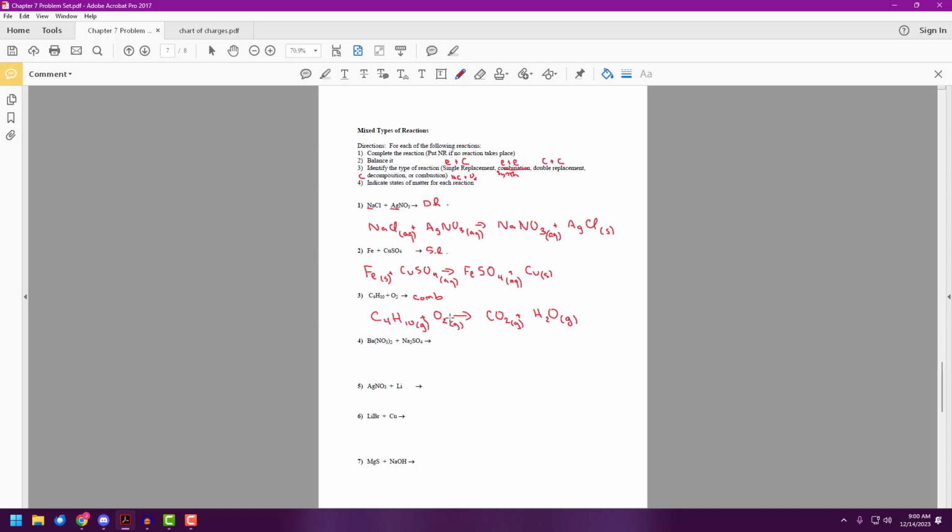Balance this one. This one may be a little bit on the tricky side to balance because you have a 10 here, and that won't give you a nice even number to work with, but you should be able to balance it. I think it's actually on one of the earlier parts of your balancing equations sheet.